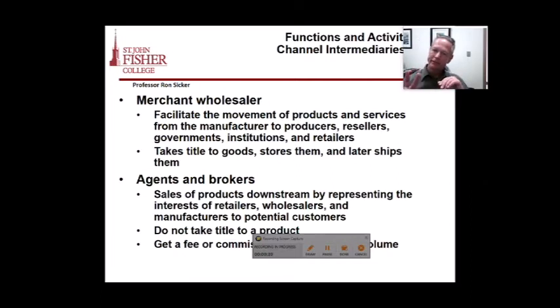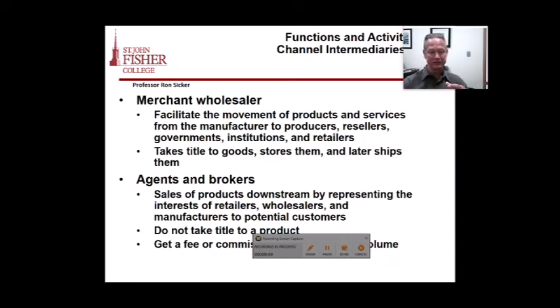There's really two types of channel intermediaries. One is a merchant wholesaler, the other one is an agent or broker. Here's the difference. A merchant wholesaler takes title of the product. So a merchant wholesaler would be a retailer or a wholesaler or somebody who buys the product and then resells it. An agent or broker is just the opposite. They do not take title of the product. They just bring buyer and seller together.